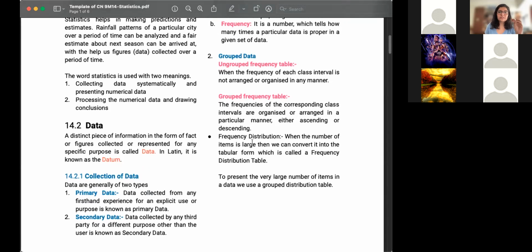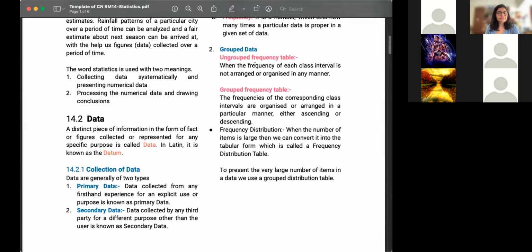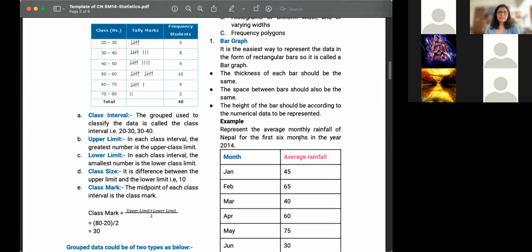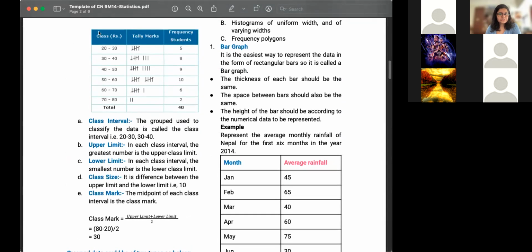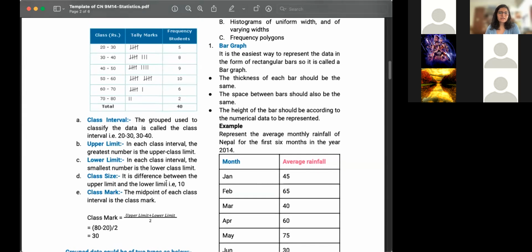Depending on the number of times it's occurring, you may prepare frequency tables. Within a frequency table, you may take each number at a time, or you may take 1 to 5 how many, 5 to 10 how many, 10 to 20 how many, that way. So this is what it looks like. All of this you guys are familiar with. Quick revision of all of these things.